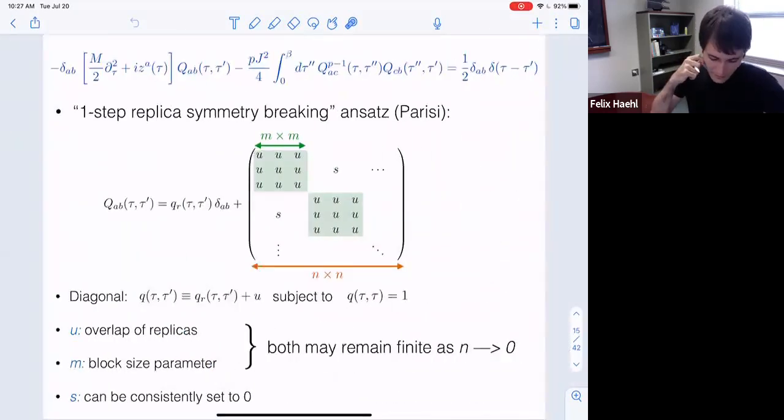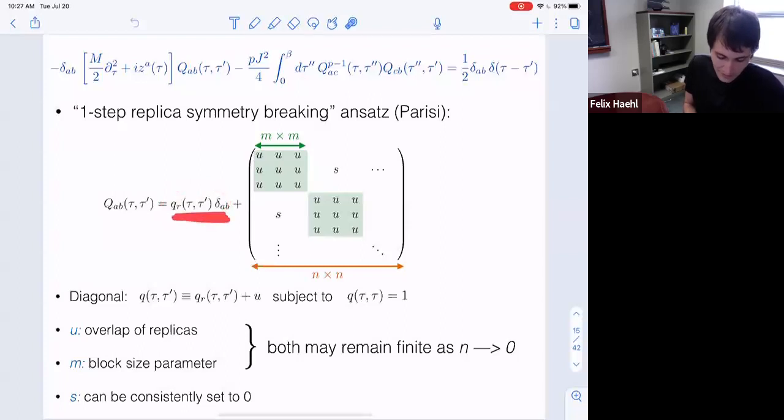Okay, so how do we even begin solving such an equation? The basic ansatz is a Parisi-type ansatz for this matrix Q. Q is our spin two-point function, and we make an ansatz for the structure of that two-point function in replica space, in these AB indices.